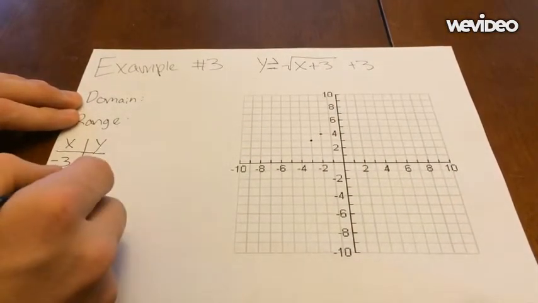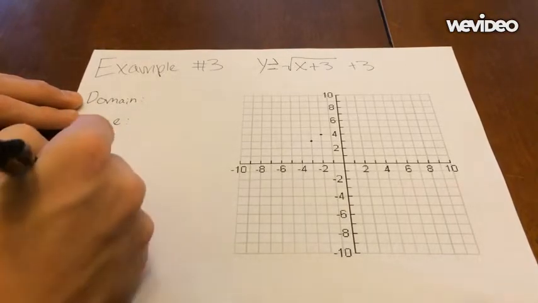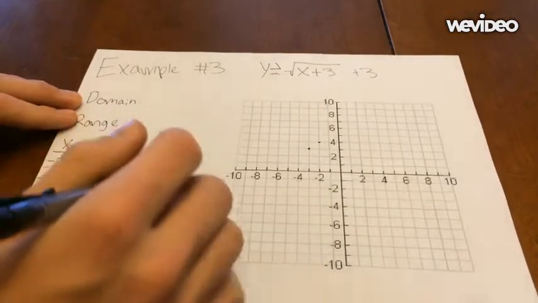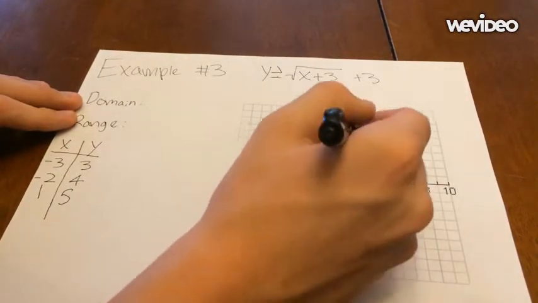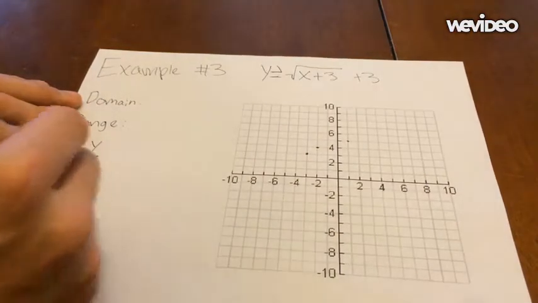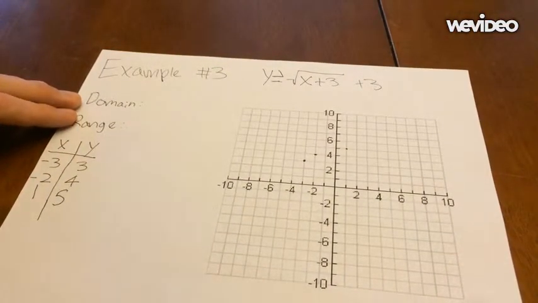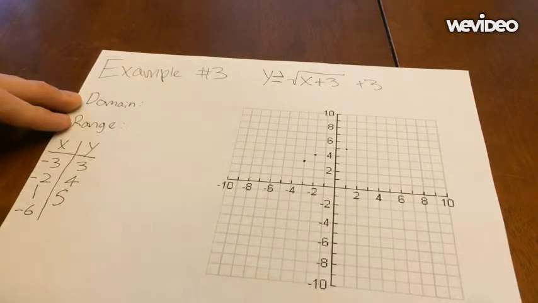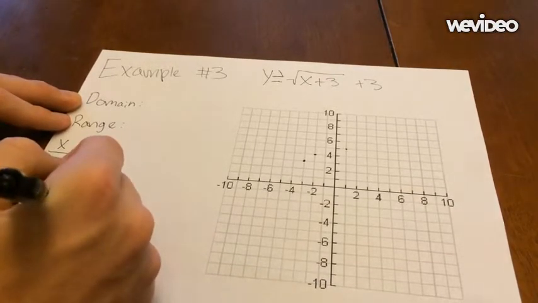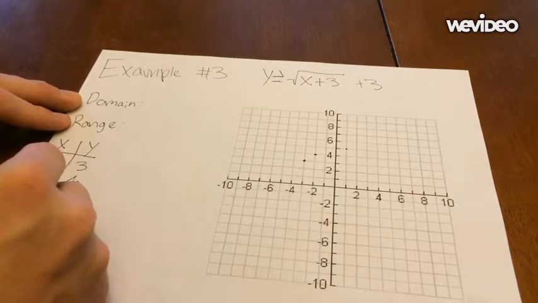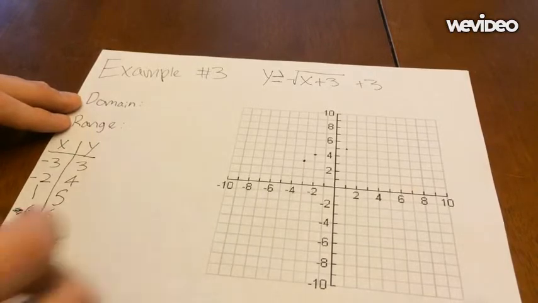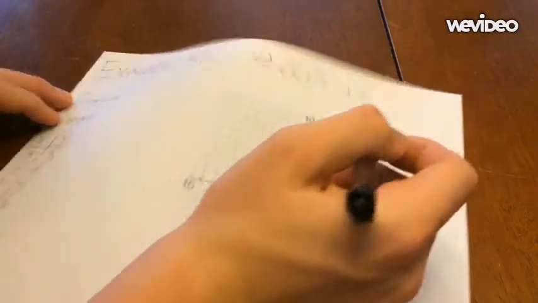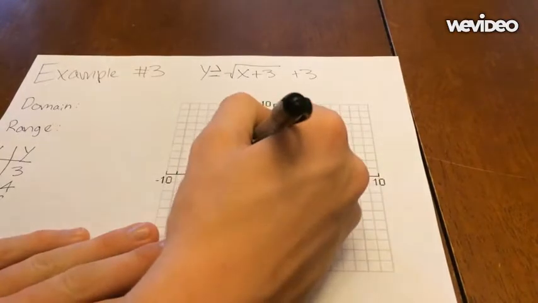Then our next one that we're going to try and get in there is 4. So we're going to have x is equal to 1, 1 plus 3 is 4, square root of 4 is 2, plus 3 is 5. So x is 1, y is 5. Now we're going to get 9 as well. So it's going to be 6, because 6 plus 3 is 9, square root of 9 is 3, plus 3 is 6. My bad, that should not be a negative sign, whoops. So it's going to be 6, 6, which is right there.